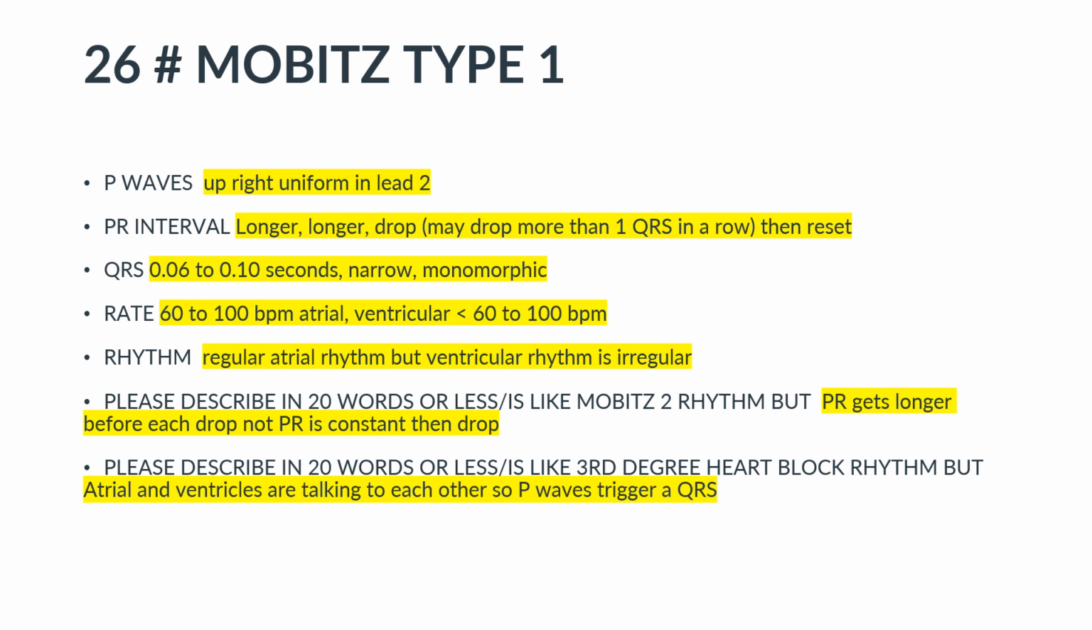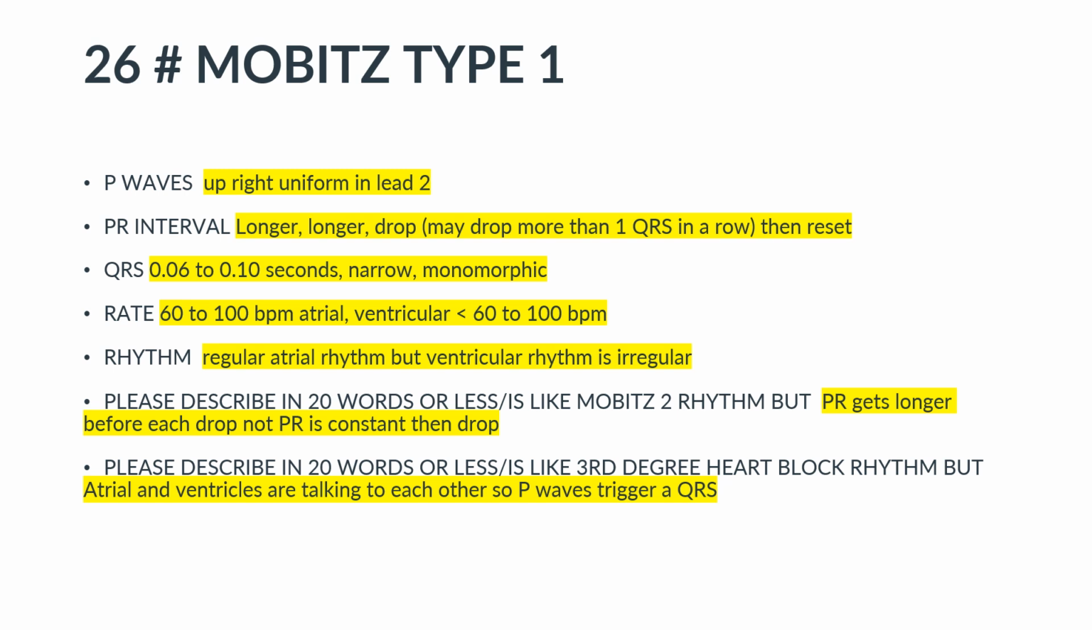All right. Now one of the things, it's like Mobitz 2. Mobitz 1 is a lot like Mobitz 2, in that sometimes the ventricles respond, sometimes they don't. But the big difference with Mobitz 1, also known as Wenckebach, is you have a warning. Longer, longer, drop. Wenckebach. Right? It's that PR interval is getting longer.